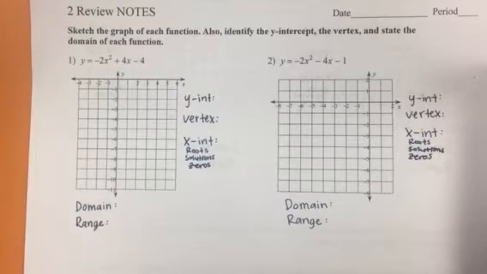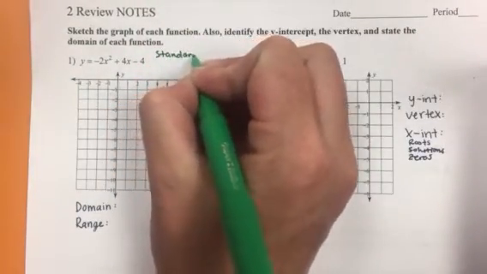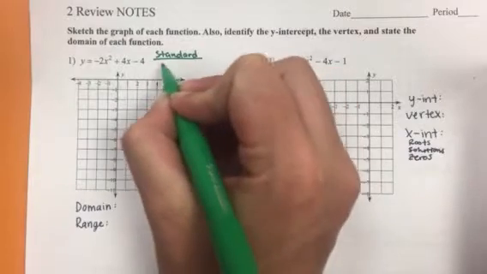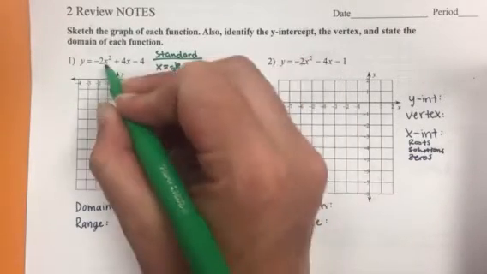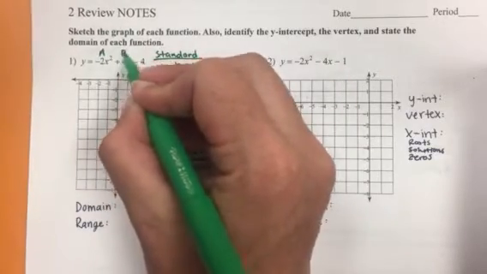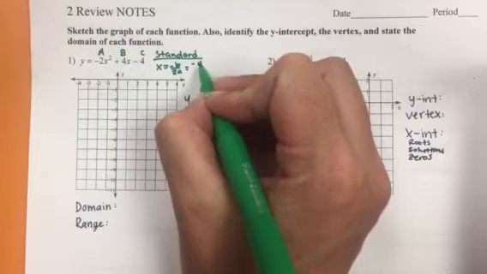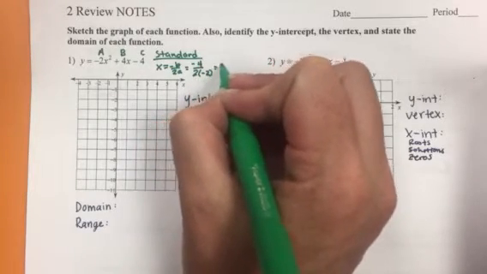Alright, these are the notes for review 2. Our first equation is in standard form, which I know x is equal to negative b over 2a. So I plug in a negative b, which would be negative 4 divided by 2 times a.